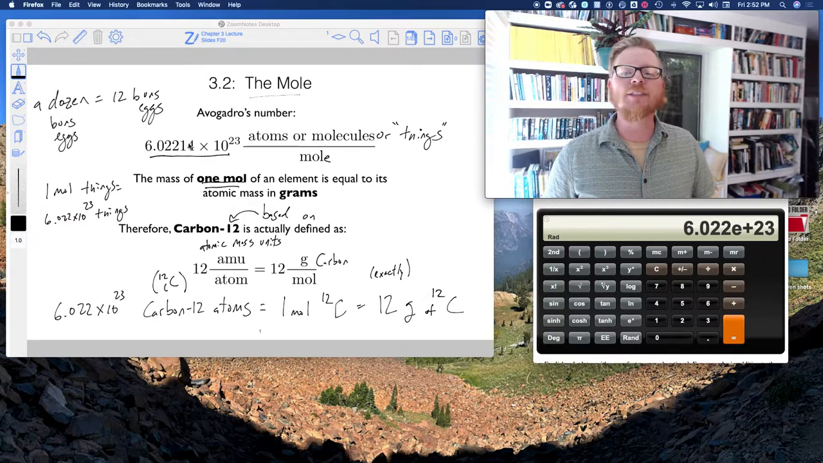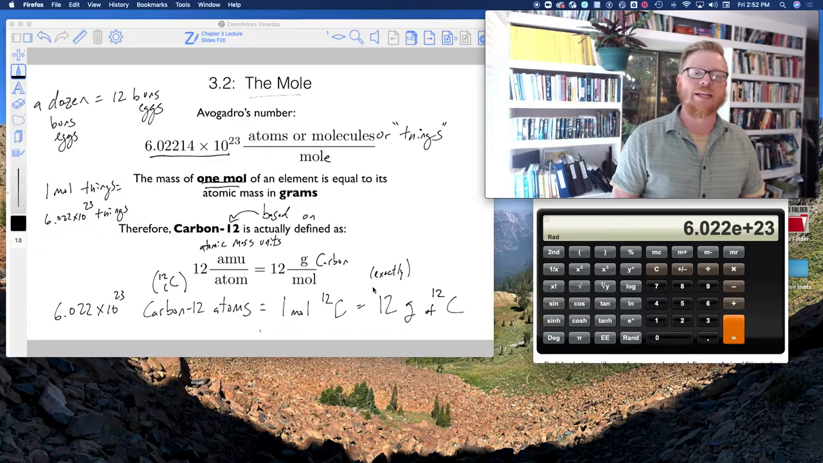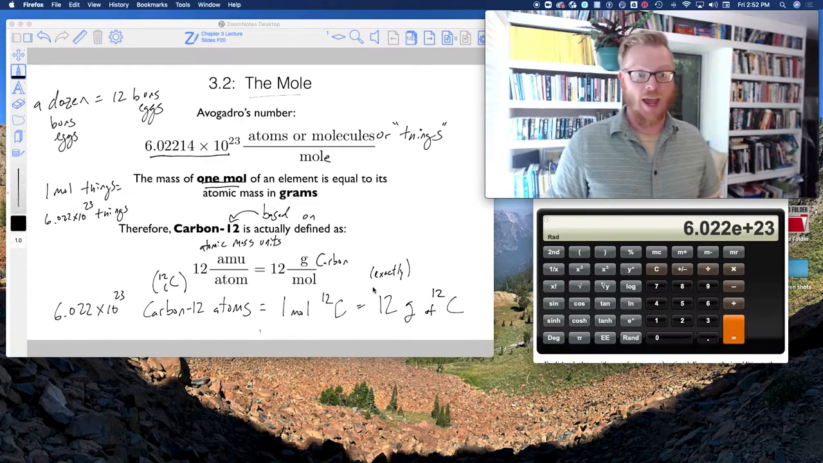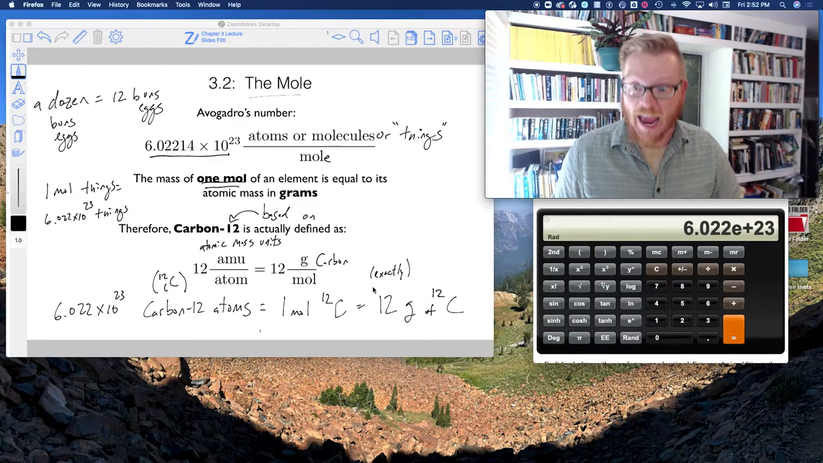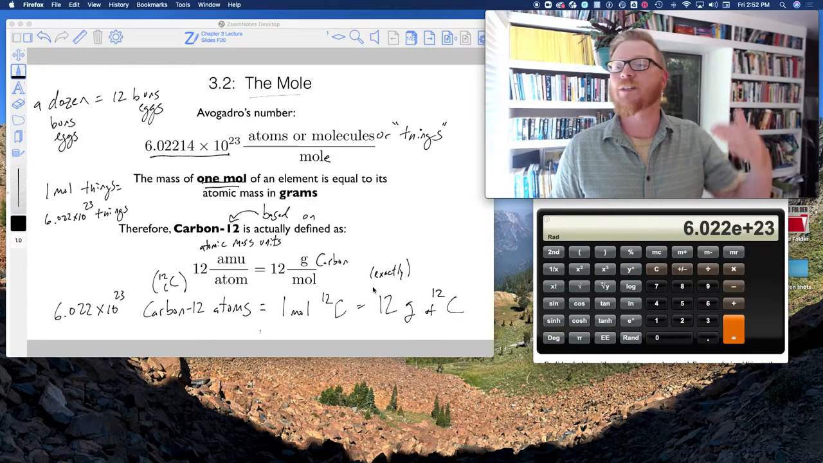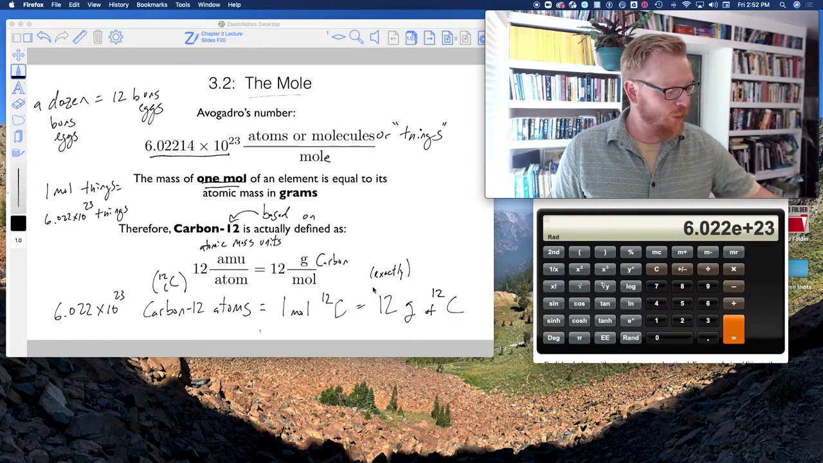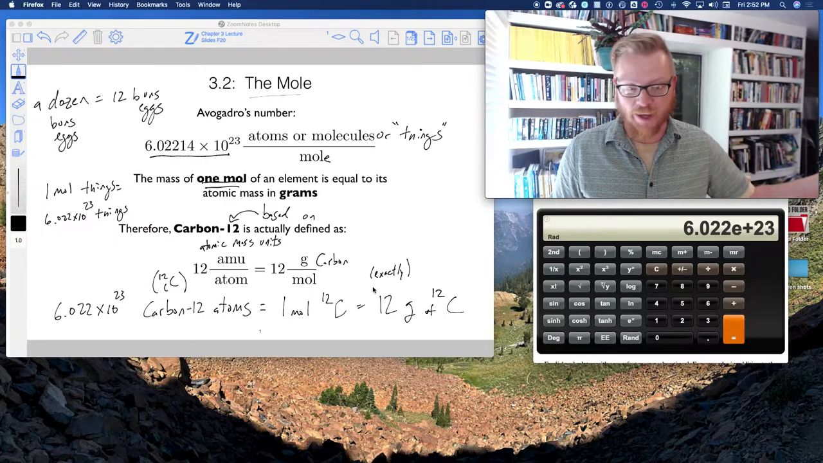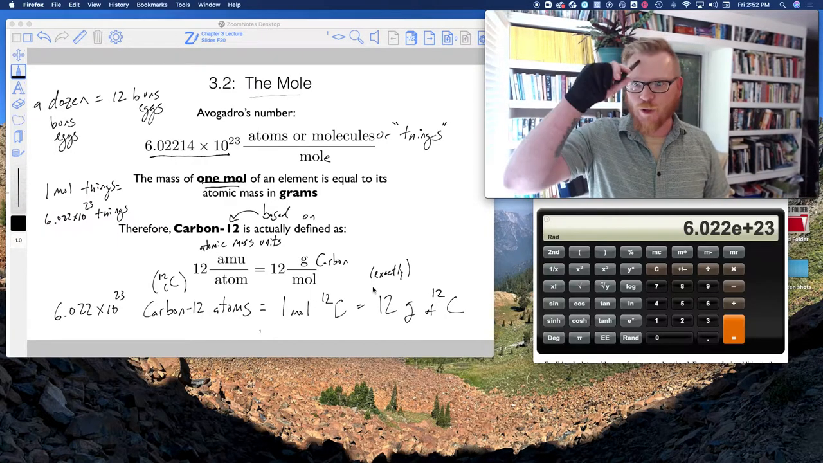So now let's suppose I had 1 mole pieces of paper. 1 mole pieces of paper. How big would that stack of paper be? Okay, and of course this depends on how thick the piece of paper is, right? But I want you to think about this for a minute.